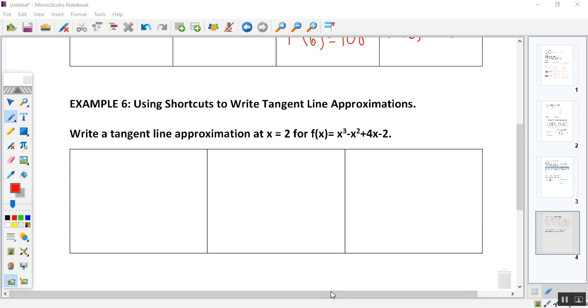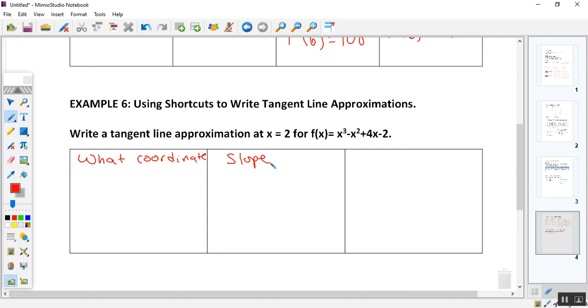When you're using shortcuts to write tangent line approximations, there are three things we need to know. First thing we need to know is what coordinate we're dealing with. So we need to find a point that we're traveling through, okay? Then we also need to know the slope, all right? You need to know the slope.